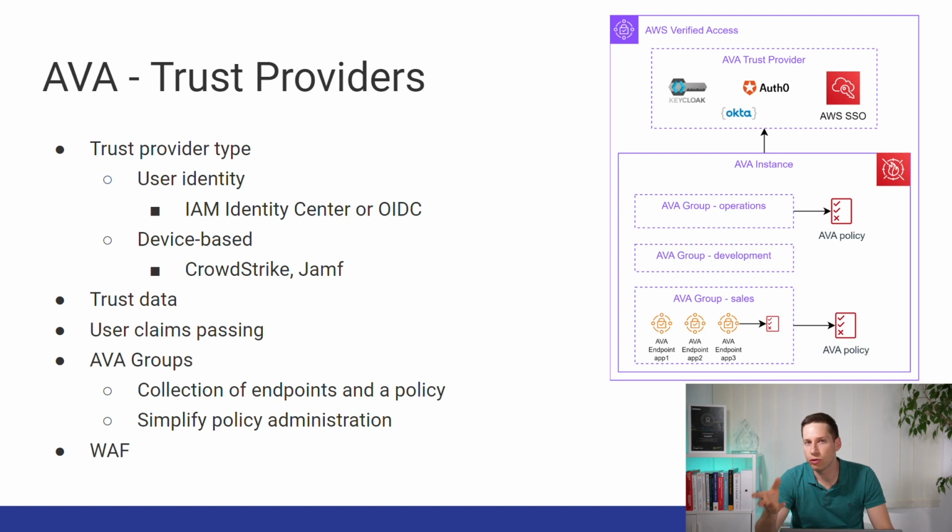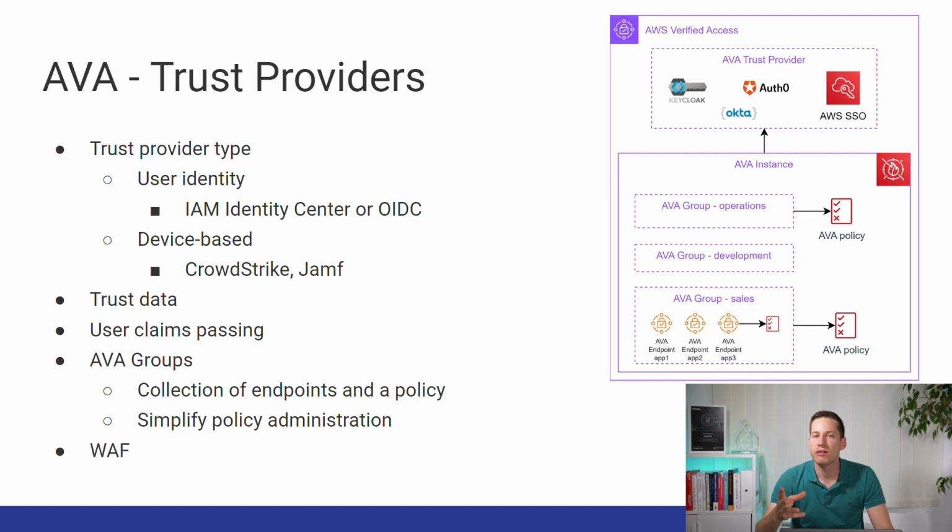OpenID Connect protocol. So if you have something like Keycloak, which is compatible with OIDC, then you can configure it with verified access. And then you can have device-based trust providers, which can currently be CrowdStrike or Jamf.